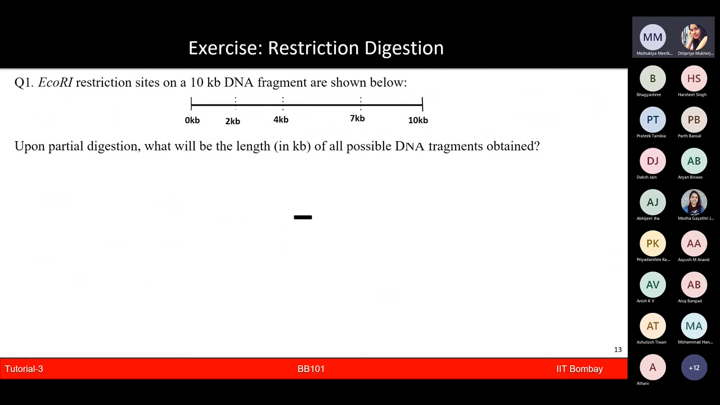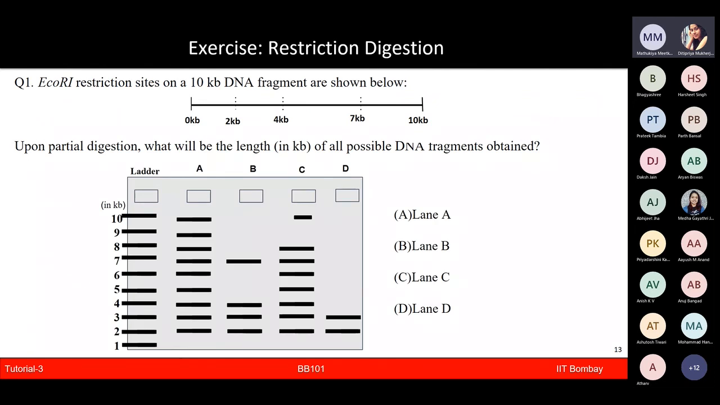A minute left. You prepare in the meantime for your quiz, going to Moodle and all. This is another similar EcoR1 digestion, and you have to tell which lane and what fragments are to be obtained, with the length in kb of all possible DNA fragments obtained.